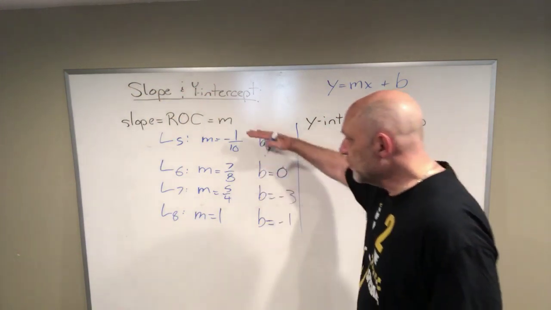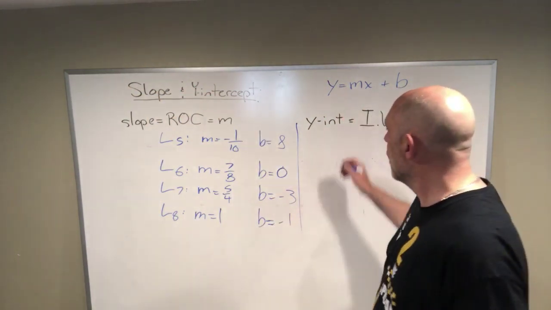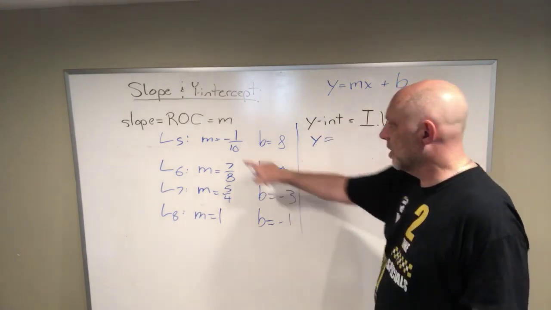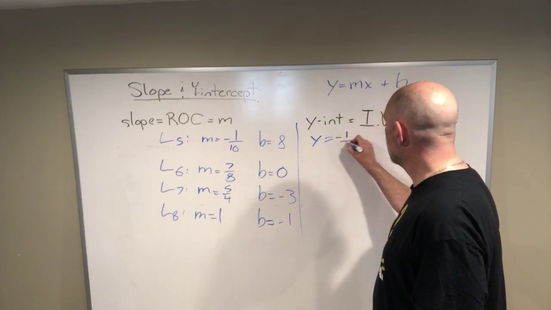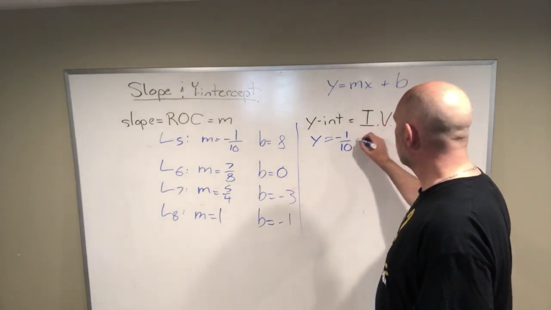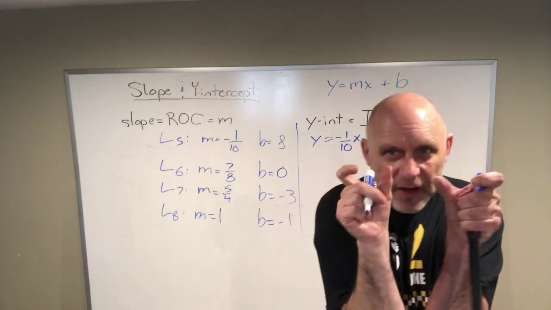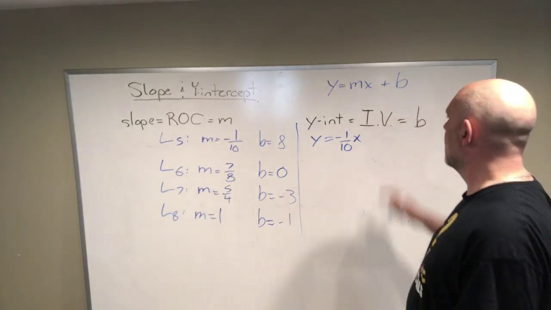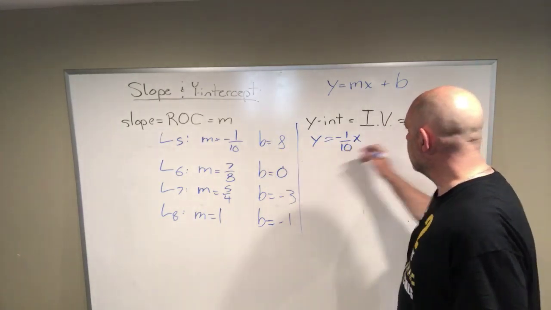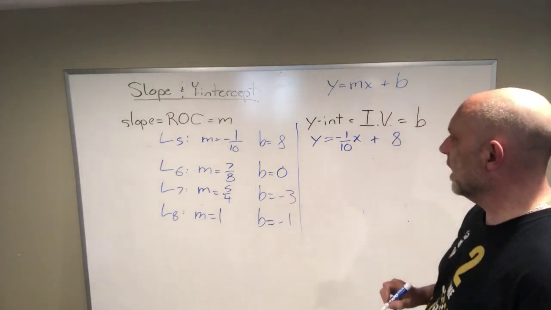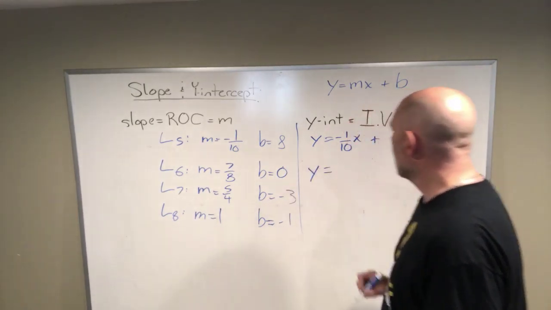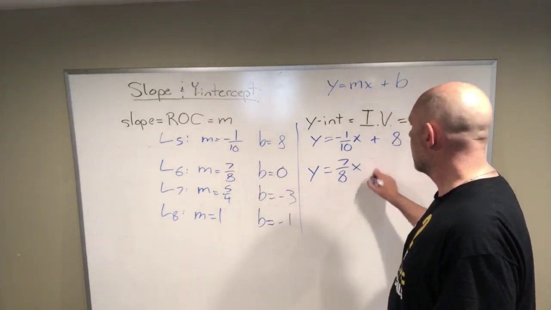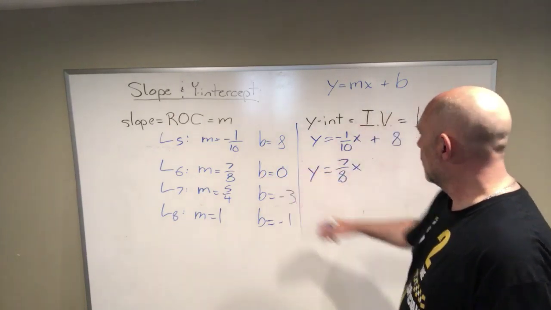This is the question. I've created these out of the blue, randomly. What is the equation? Y equals slope, -1/10, times x. So always put the x beside it. When they're right beside one another, that means they're multiplied. -1/10 times x. What is the y-intercept? It's 8. Positive 8. Okay? Y equals, right beside x, slope 7/8. Put the y-intercept at the end. What's the y-intercept? 0.